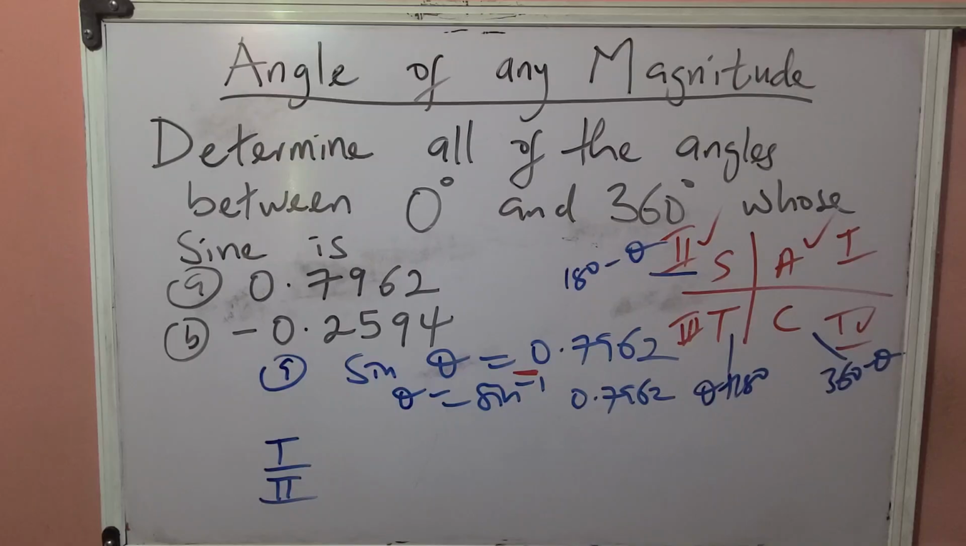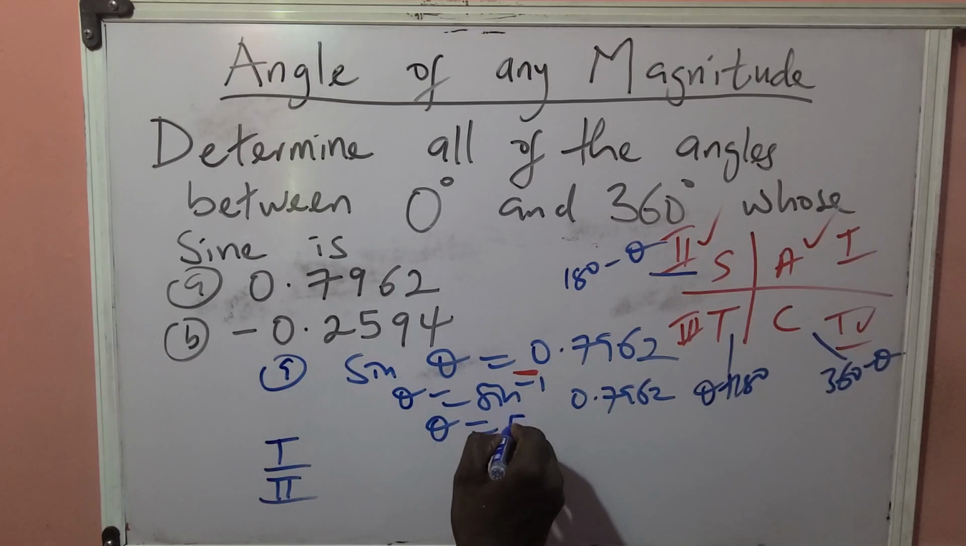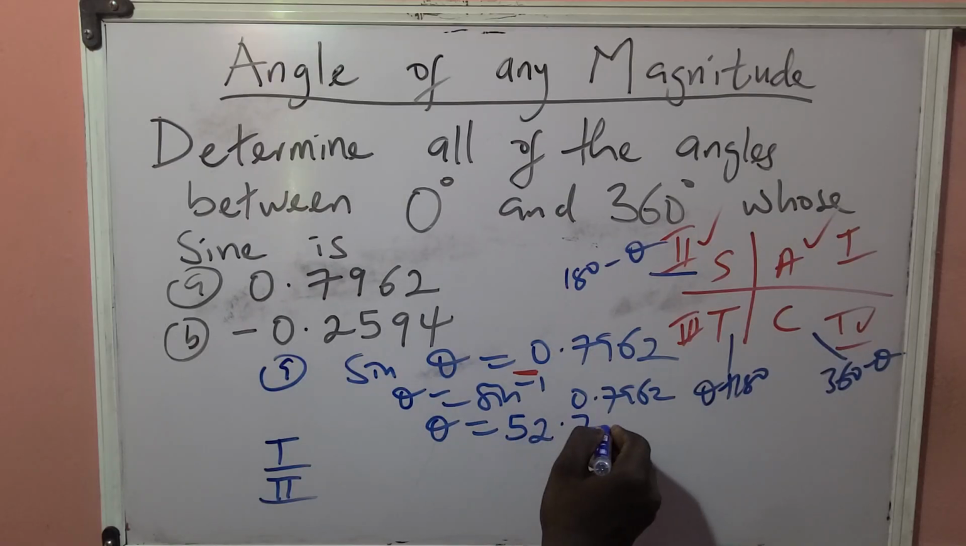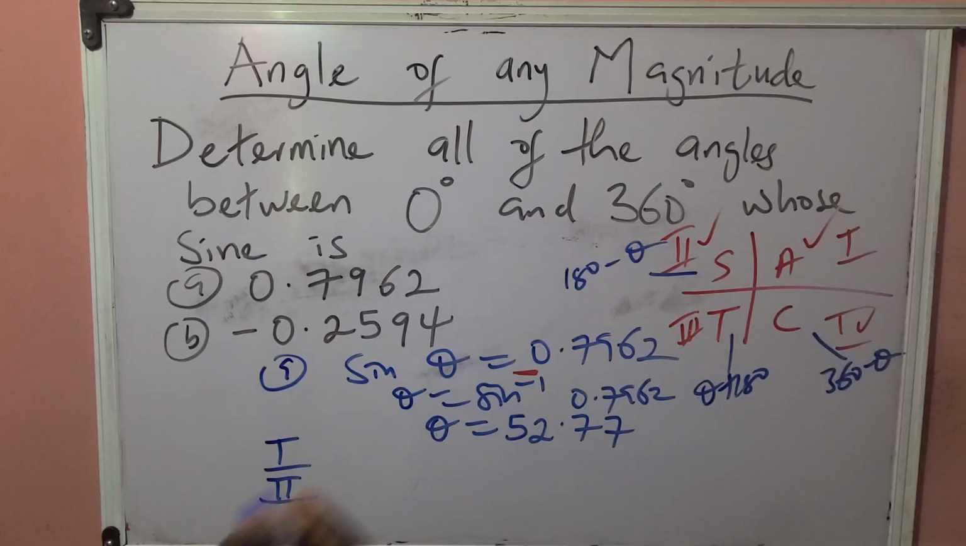So you go on to have arc sine. In this particular place, you will be needing your calculator, and I would advise you make sure your calculator is on degree so that you don't get a wrong answer. If it's on radian, you may be getting a different answer. So if you press this on your calculator, you'll be having theta as 52.777. So we can write that as 52.8. So we have theta as 52.8.